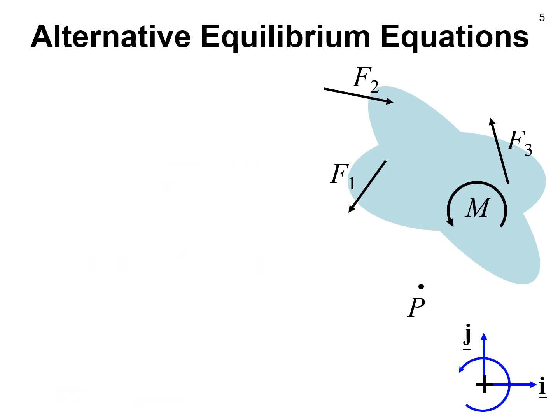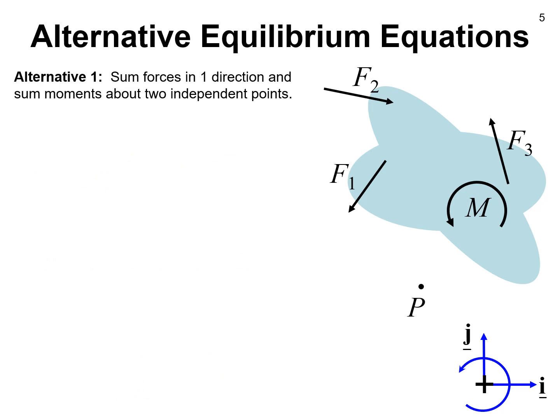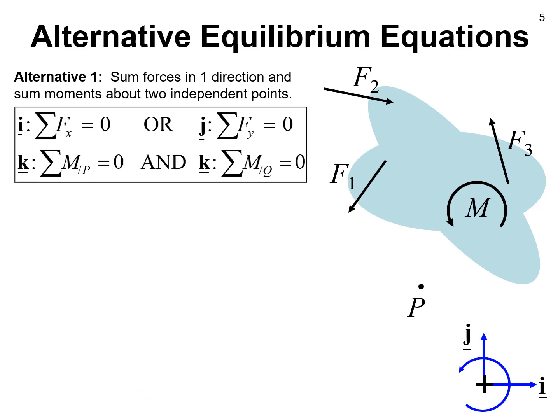Now, there are alternative ways of doing this. One is to say, let me write the force in the X or the force in the Y equation. And then what I'll do is I'll make the moment about the point P we initially had, but I can also pick another point called Q and write the sum of the moments about Q. And so in this system, I have 1 force equation and 2 moment equations.